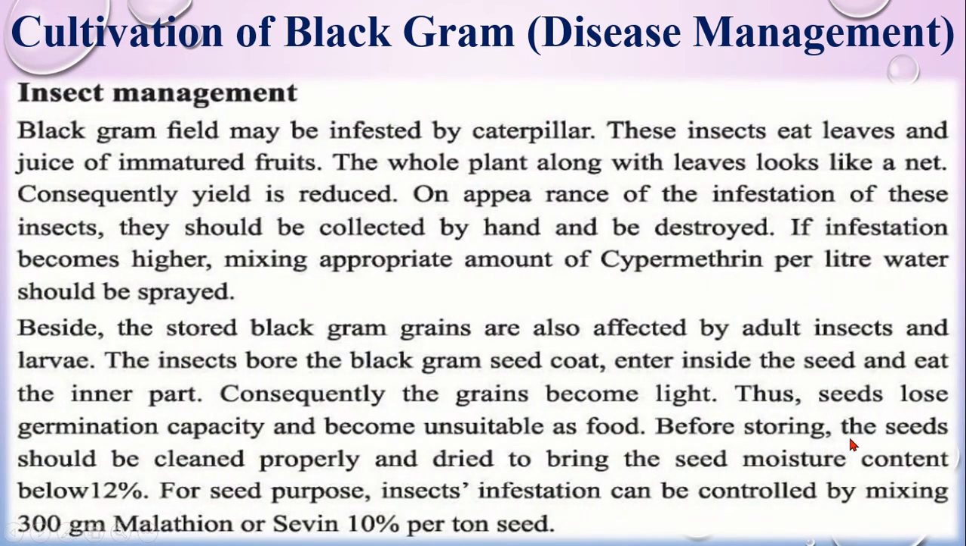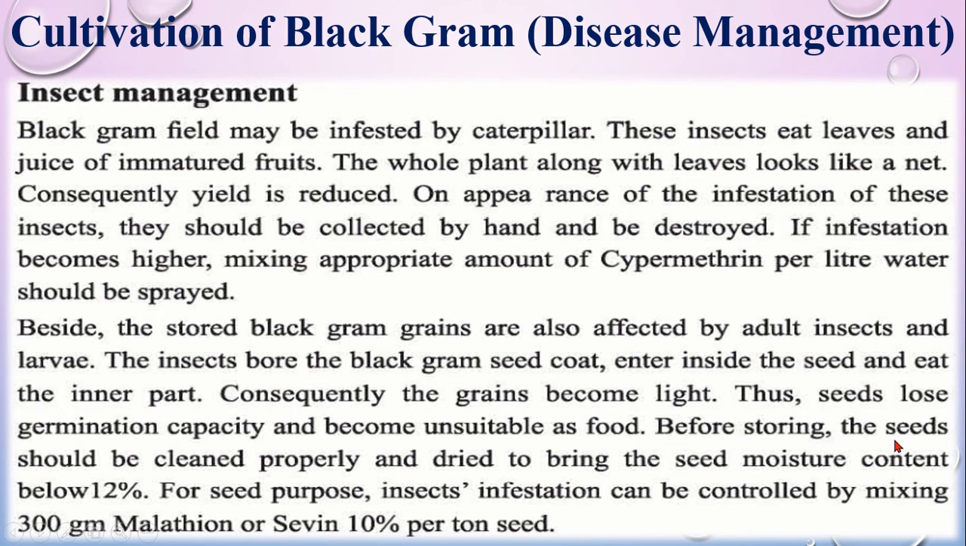Next one is insects management. The plants will be infested by different types of caterpillar, and these caterpillars eat the leaves and the juice of immature fruits, and from far away the leaf looks like a net. That is why an appropriate amount of cypermethrin per liter of water should be sprayed.